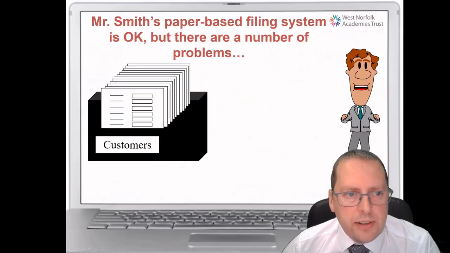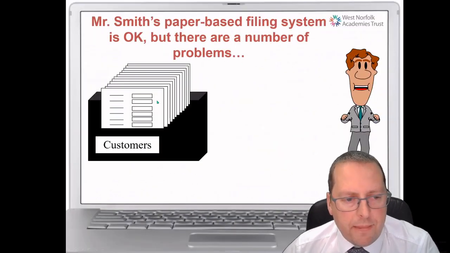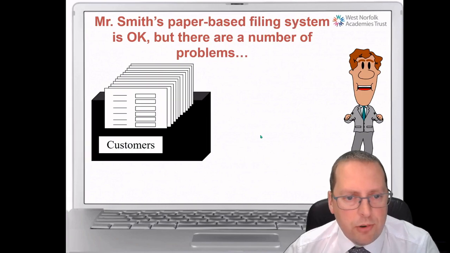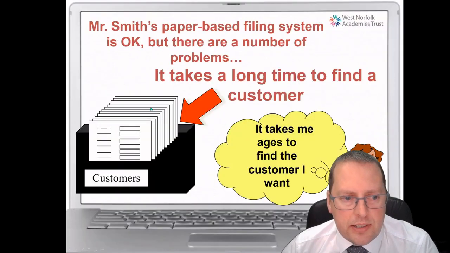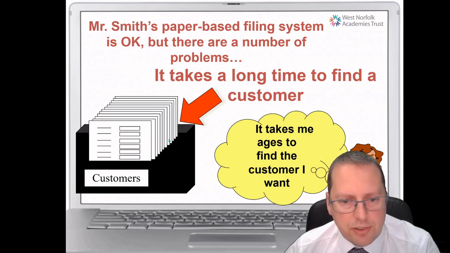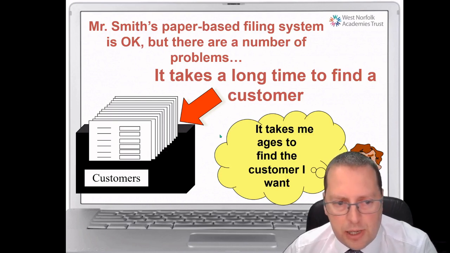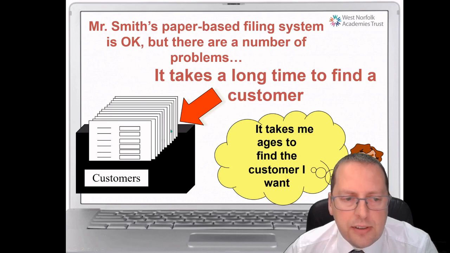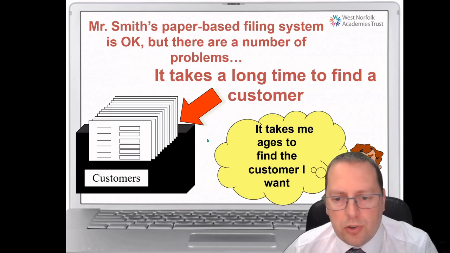The problem is, it's not ideal, and the reason for that is that it could take a long time to find a customer in his box of records. He'd have to search through all of them to find the customer that he wants. He could alphabeticalize these, put them in some sort of order that speeds it up, but there are issues with that.